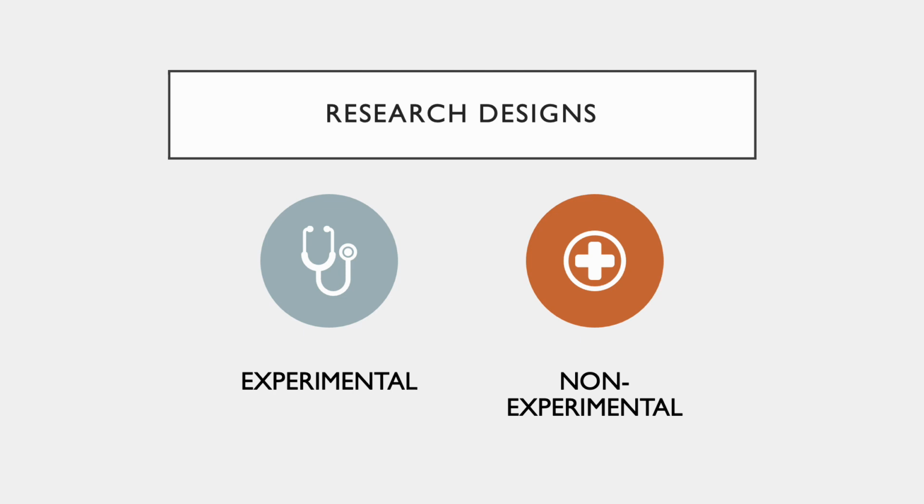The two types of research designs we're going to discuss for right now are experimental and non-experimental. An experimental design requires the manipulation of an independent variable and random assignment of subjects. In addition, it is ideal to have one or more control groups. This is common in drug studies and studies of new medical treatments.